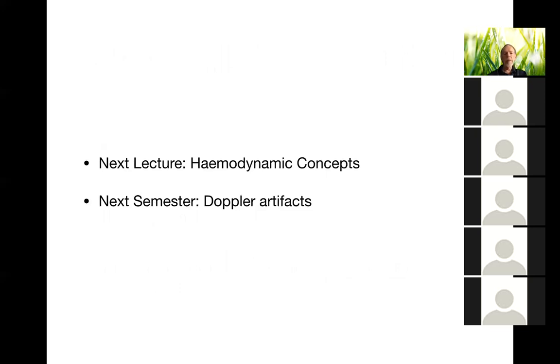So that brings me to the end of this really whirlwind tour of those 3 lectures. The next lecture, which will be coming up in a few weeks, is going to talk about hemodynamic concepts. In other words, a few of the fundamental concepts that help to describe how blood flows and how it changes in disease. And that, of course, is really important to understand in order to know how Doppler ultrasound is used diagnostically. Next semester, or next term, as I've mentioned before, we'll be talking about Doppler artifacts in significant detail, as well as imaging artifacts.